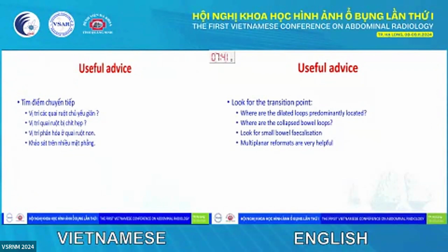Look for where the collapsed bowel loops are, because that will also give you a clue as to the location of the transition point. Small bowel fecalization sign is also a good sign to look for, because that is usually located near where the transition point is located. And if you have multiplanar reformats, that will be very helpful for junior radiologists in looking for the transition point.